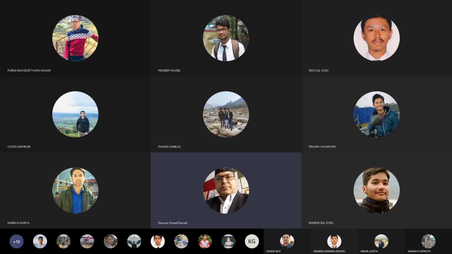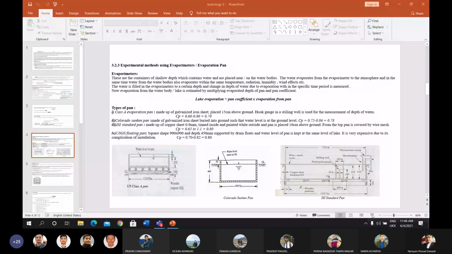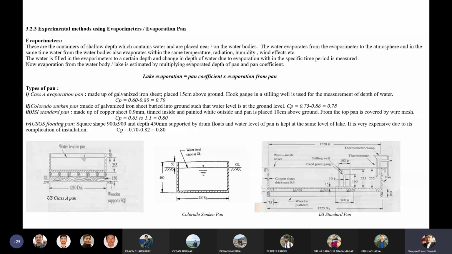Now let us continue from the evaporimeter. Now this is the slide. This is the evaporimeter. We already explained how the evaporation can be measured by using the evaporimeter.